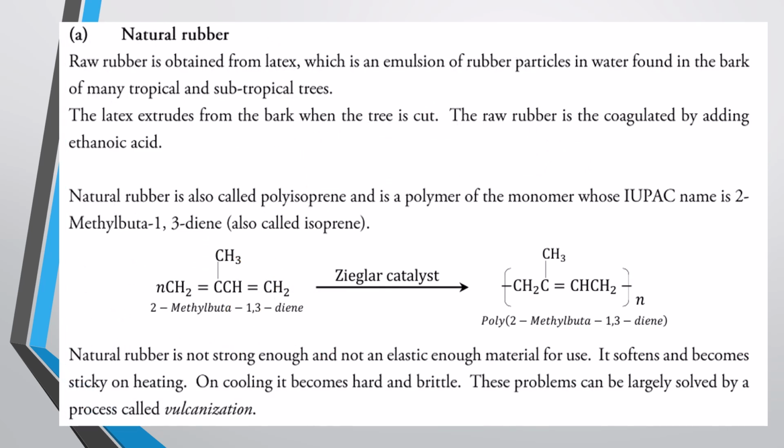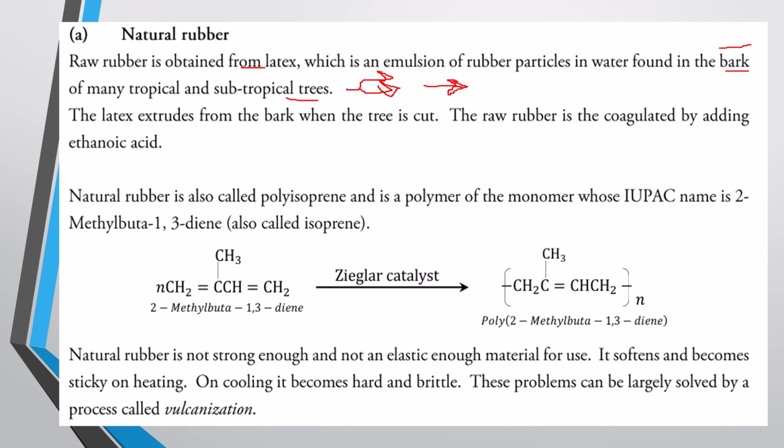Starting, let's have a brief outlook on natural rubber. Rubber is obtained from latex, which is an emulsion of rubber particles in water found in the bark of many tropical and subtropical trees. Now people living in either the eastern region of Uganda or the western, people grow pines. I hope you have seen some industries or some people extracting rubber out of those trees. So we get them from the bark of the tree.